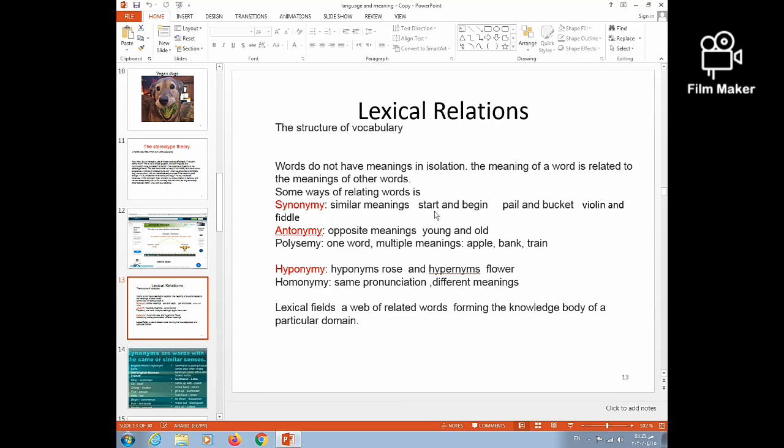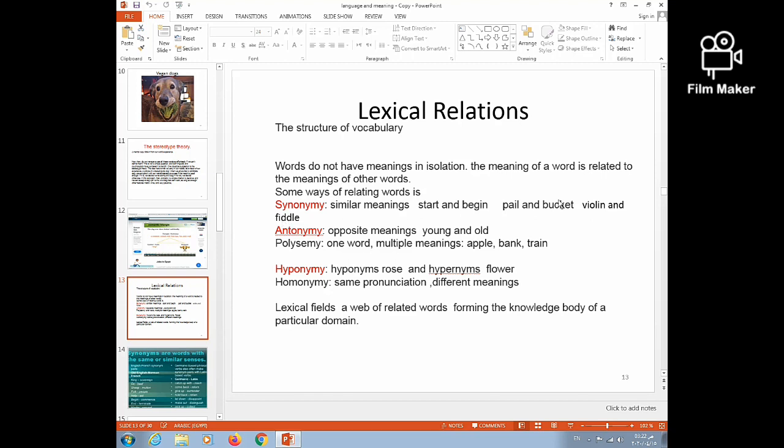For example, start and begin, bale and bucket, they refer to the same thing. But in some areas we find that bale is common and bucket is rustic. Rustic means old fashioned. And in other areas we find that bucket is common and bale is rustic. So it has to do with variation in dialects.